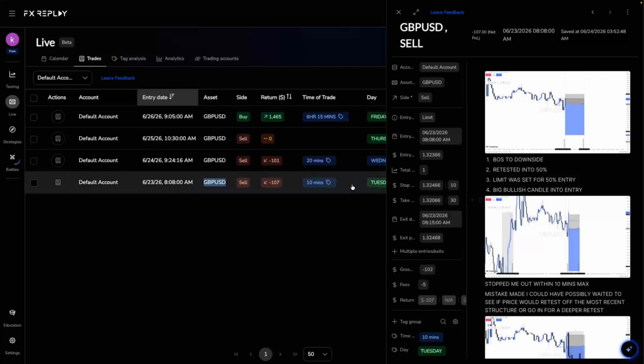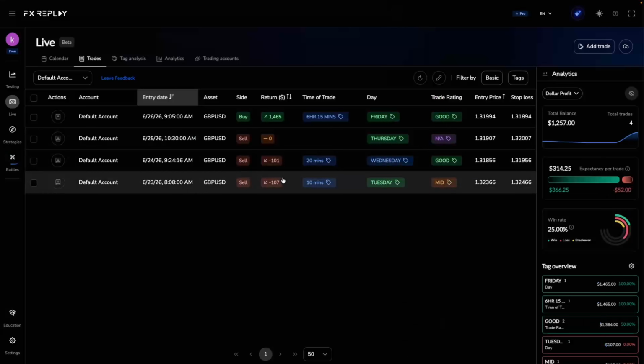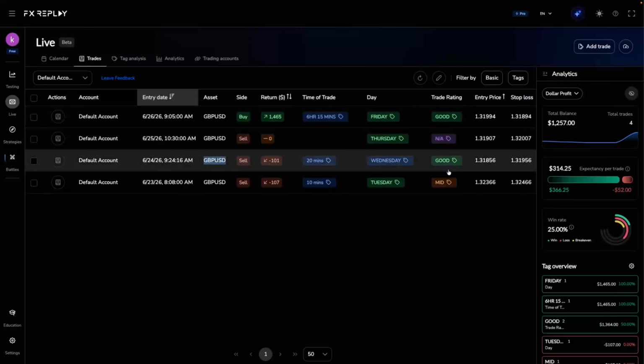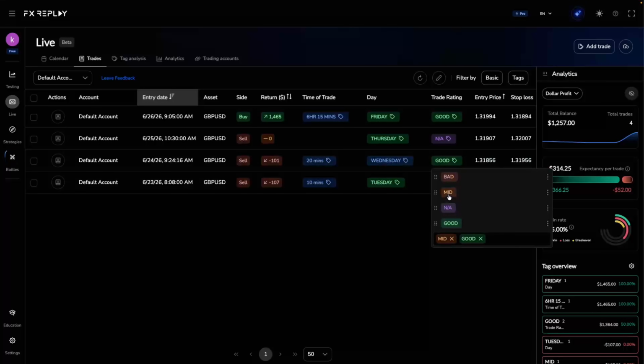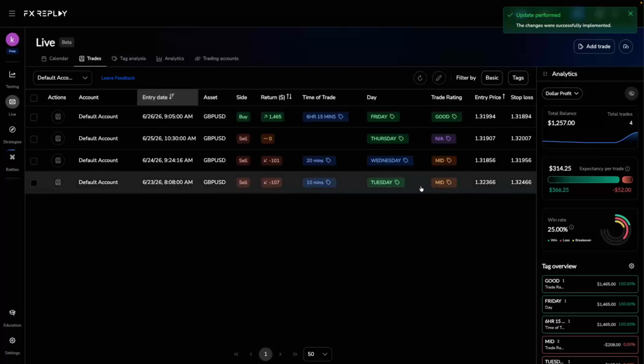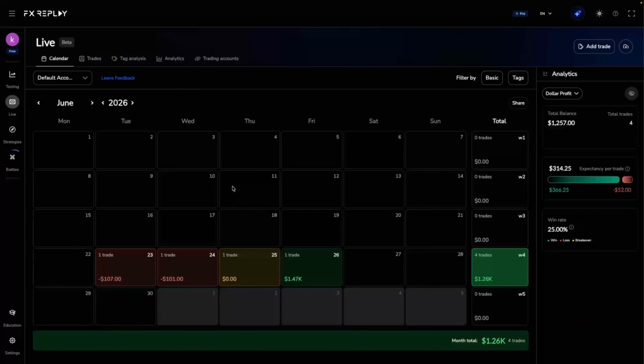But then again, wait, is this the same trade I just looked at? But then again, I did the same thing here, so to be fair, this trade rating would have to change to mid as well, because I made the same mistake here. So two mid trades, one good trade, and yeah, that is my week of June.